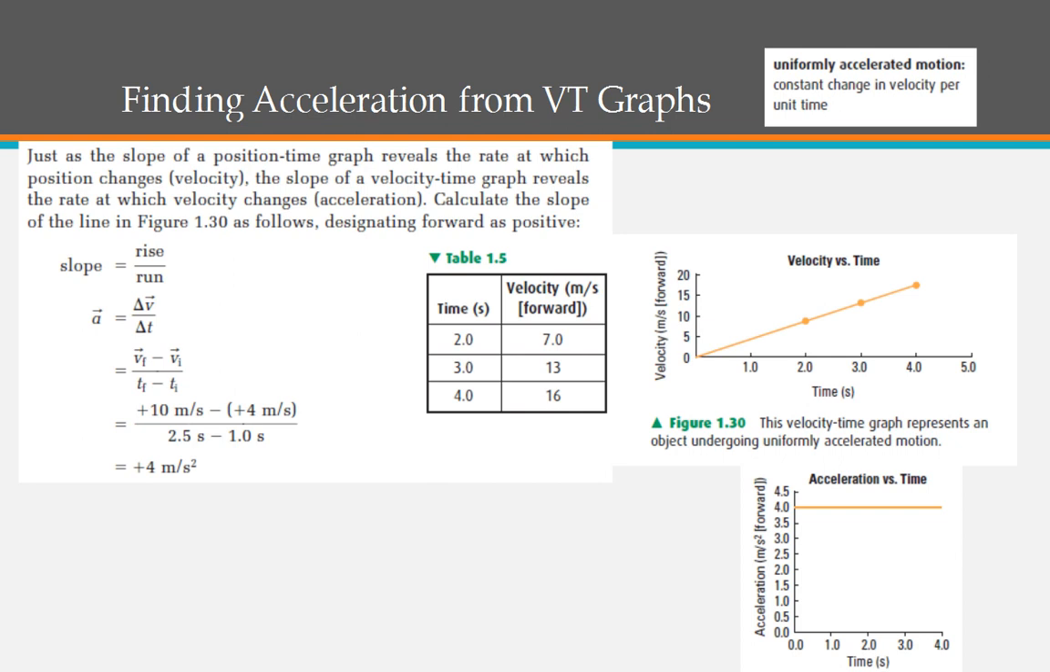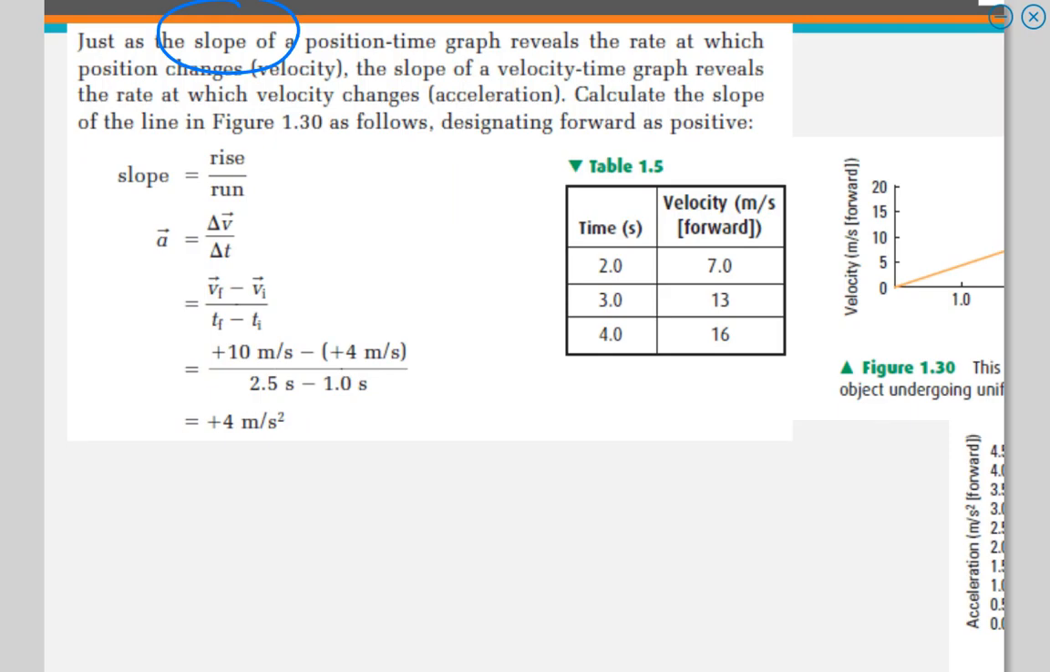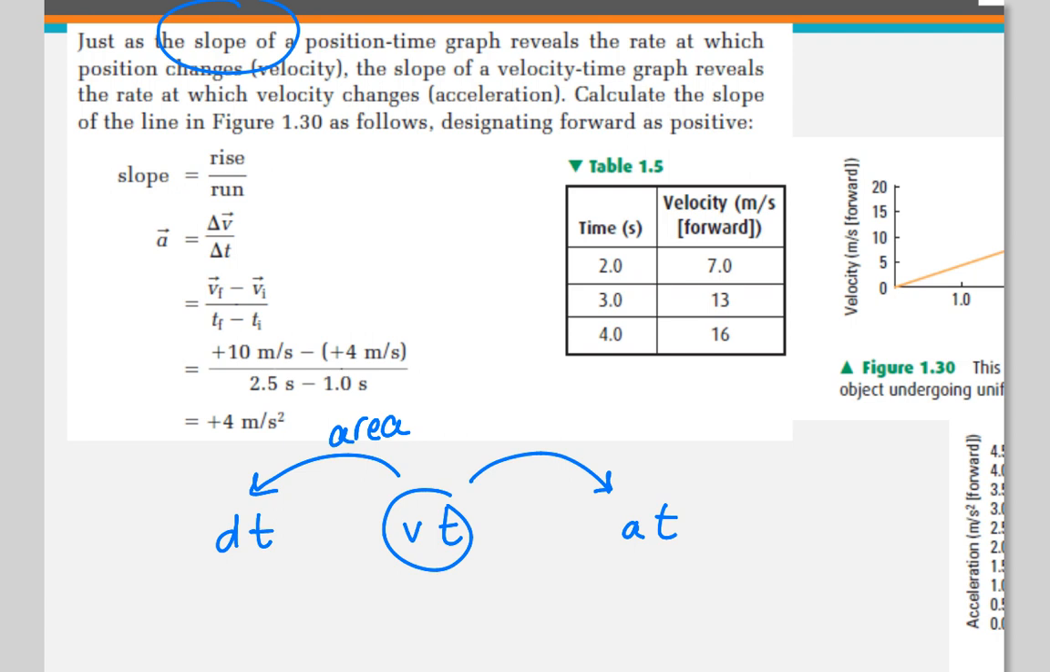Now, finding acceleration from VT graphs, please highlight this word. At the bottom of your page, you can put dt, vt, and at. We're looking at a VT graph. If we want to go backwards to get displacement, we use area. And if we want to find rate of change of velocity, which is acceleration, we got to find slope. So area will take you back to displacement, and slope will take you forward to acceleration.